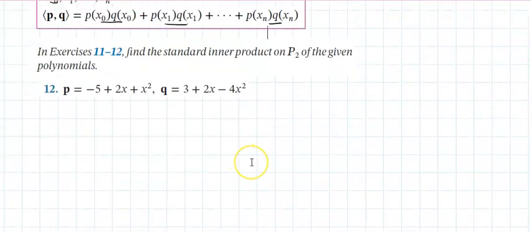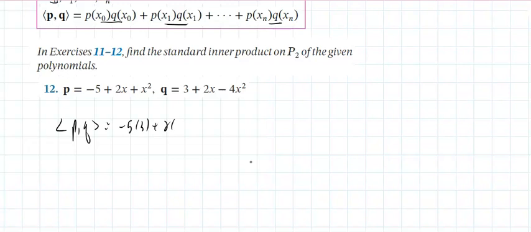So in this case, find the standard inner product of P2. P2 is a second degree polynomial. If I want to find PQ, that would be -5 times 3 plus 2 times 2 plus 1 times -4. And if they give it weights, you add the weights. That's -15 plus 4 minus 4. That's basically -15.